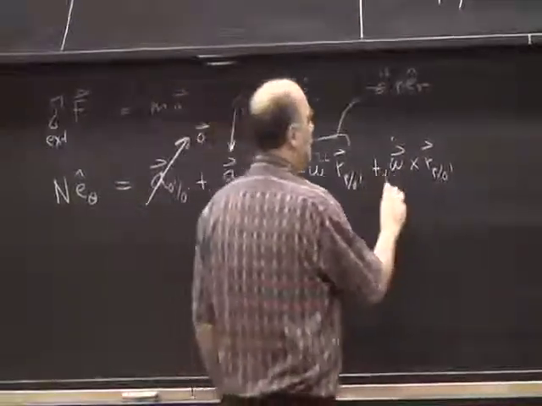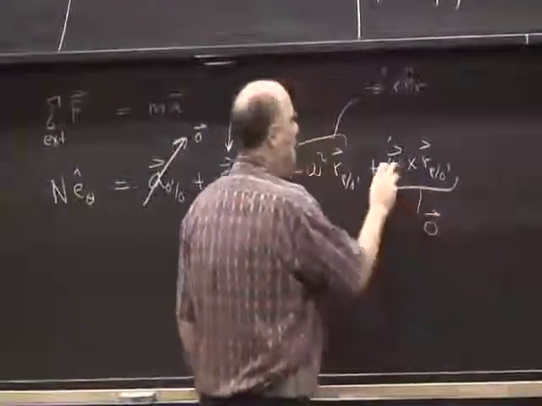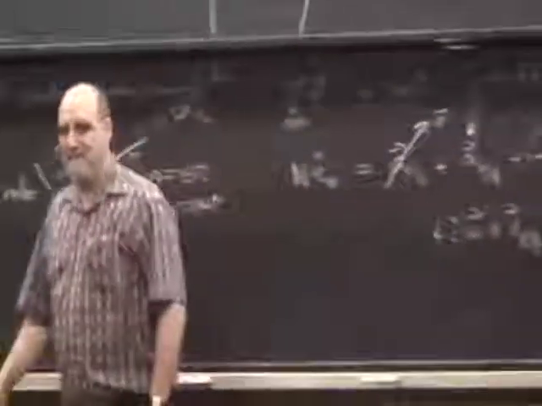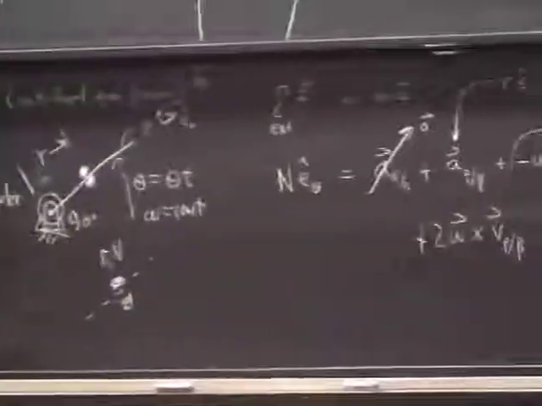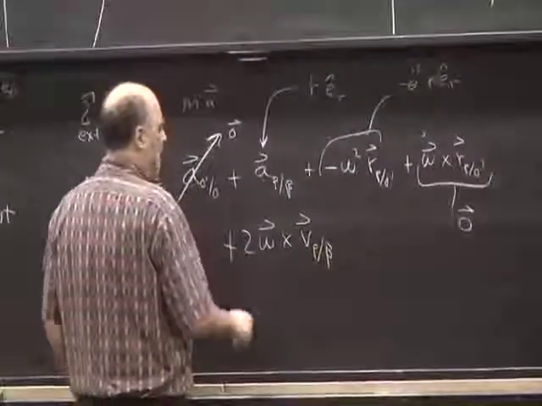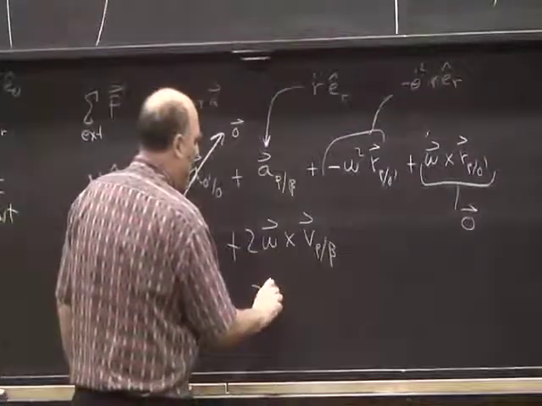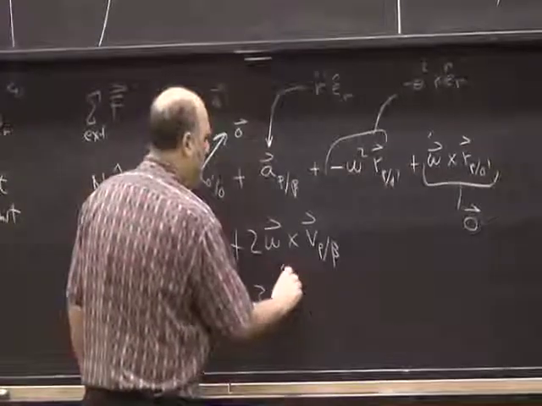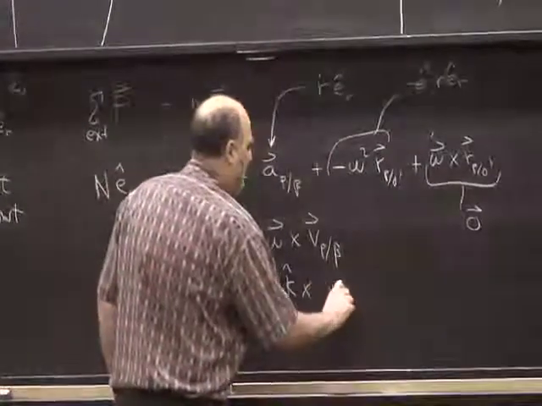What's this term here? Zero, because we said that the angular velocity was constant. We just made that assumption. And what's this term here? This is something we have to worry about. This is 2 theta dot k crossed with r dot e sub r.